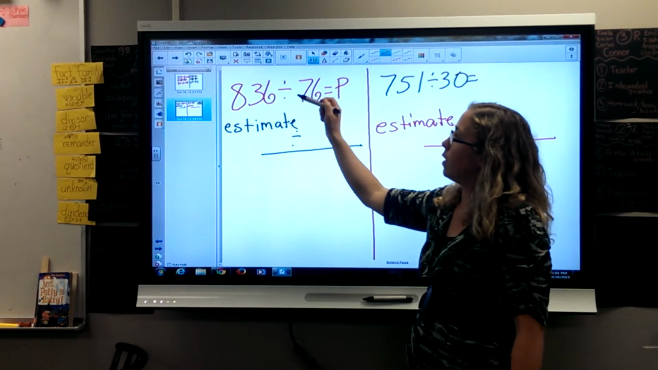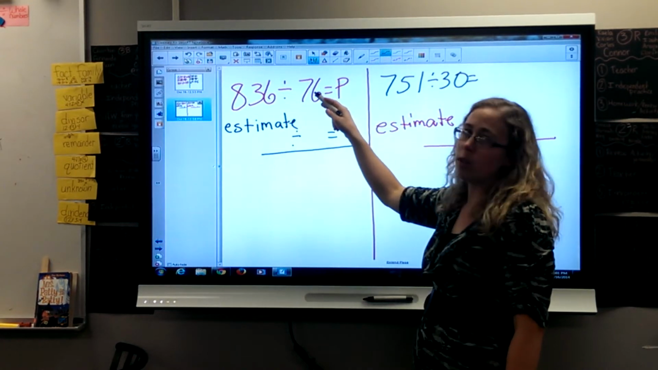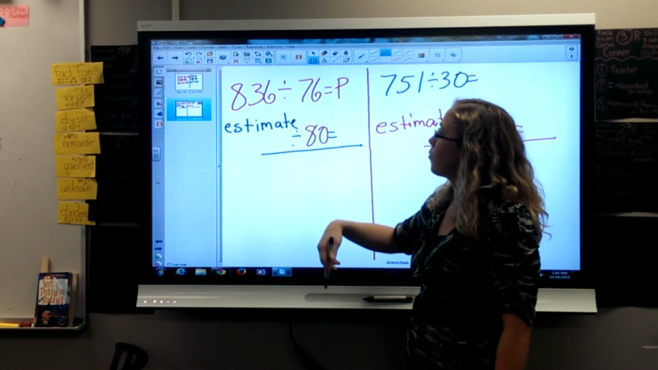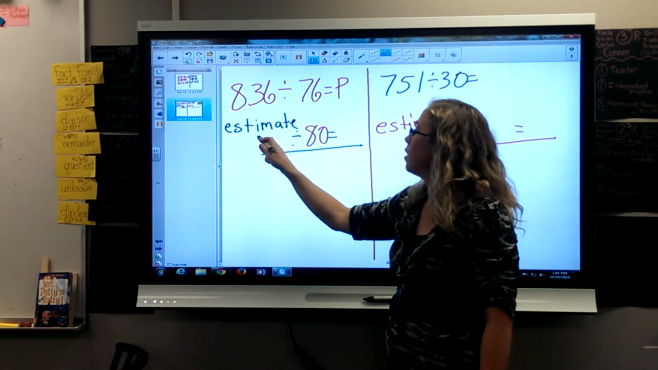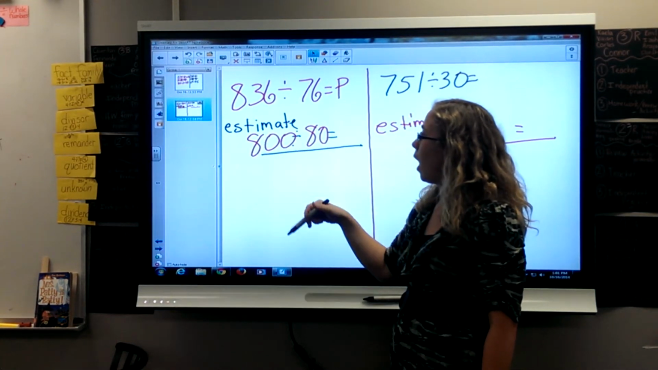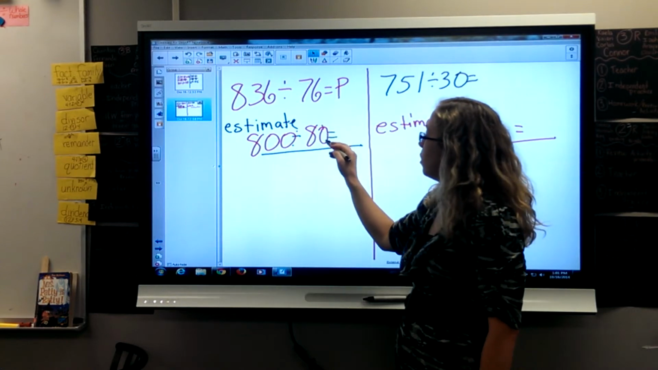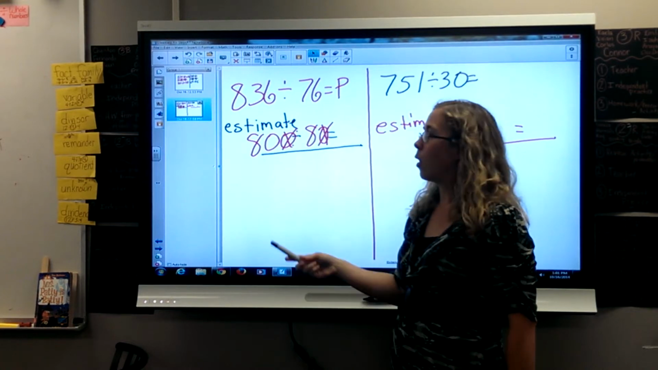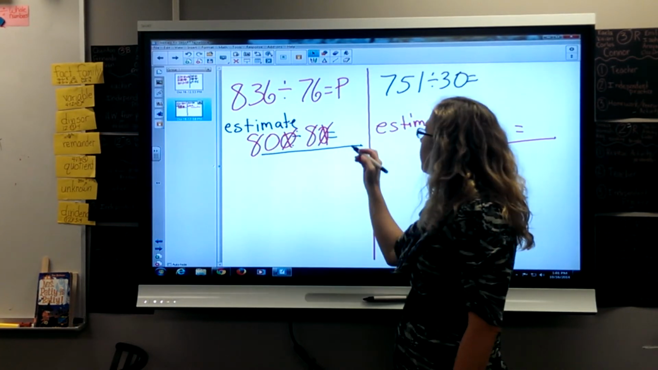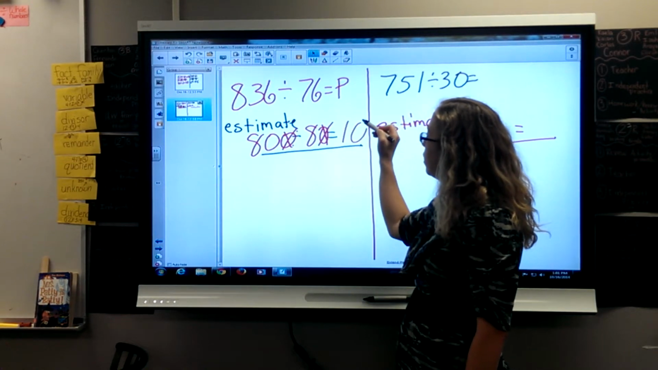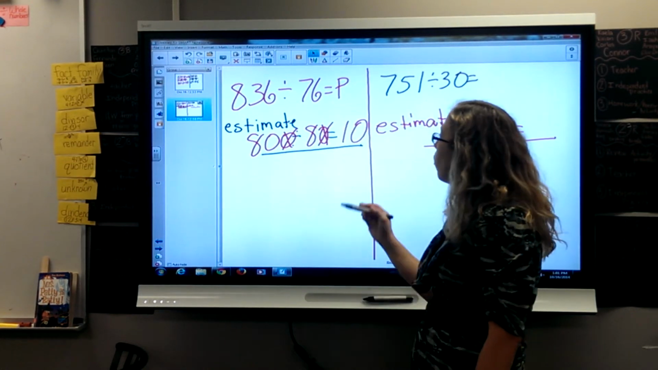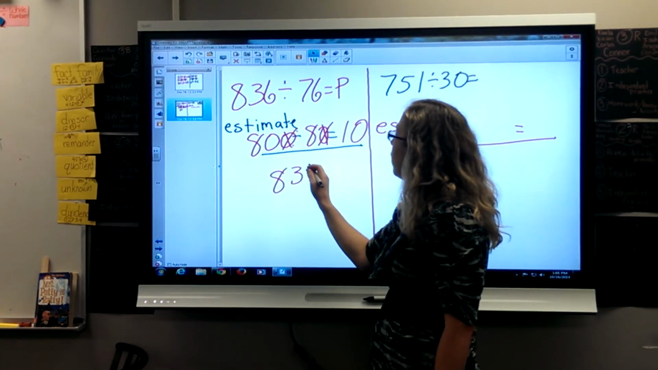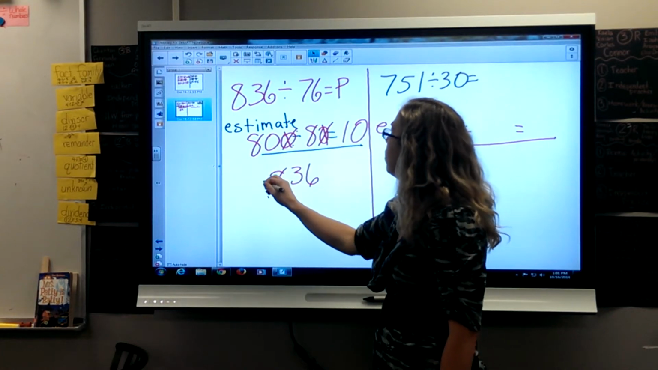So if we're doing 836 divided by 76, remember we round the divisor first, so we can round 76 to 80, and we can round 836 to the nearest hundred, 800, to make the problem 800 divided by 80. As we discussed yesterday, you can cross out a 0 on this side and a 0 on this side, so we'd be doing what is 80 divided by 8. So the answer would be 10. So we know that when we get our answer for 836 divided by 76, the answer needs to be reasonably close to 10.